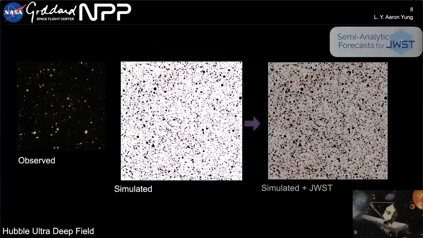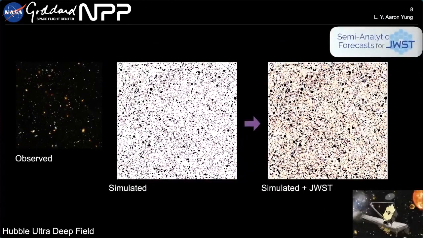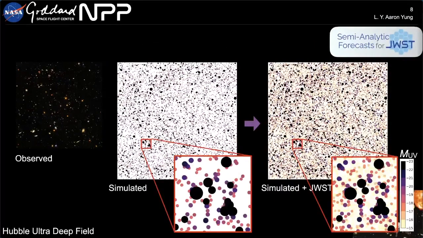And because we have this physical model that extends to lower mass halos, we can now add predictions that contain galaxies that only JWST can see, and I enlarge this small portion to help you appreciate how in the same field, there will be so many more faint galaxies in the future JWST observations.